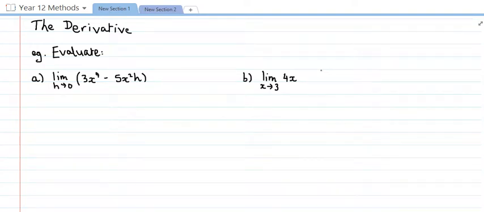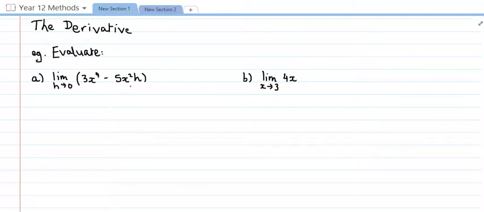Righto, so next I'm going to have a look at some limits. When we talk about limits in maths, it's basically just asking how it is that something behaves as we approach a particular value. And the way that we would read this is we would say the limit as h tends to 0, as h approaches 0, of 3x to the power of 4 minus 5x squared h. So what this is saying is how does this behave as h gets really close to 0?